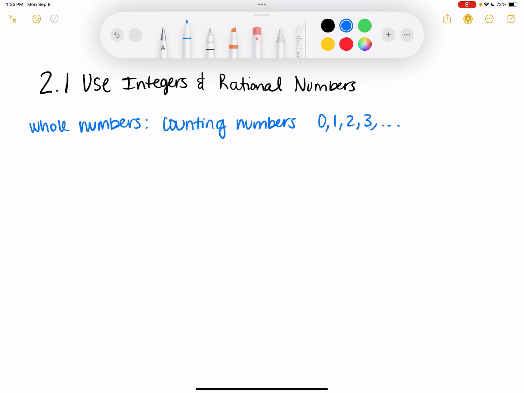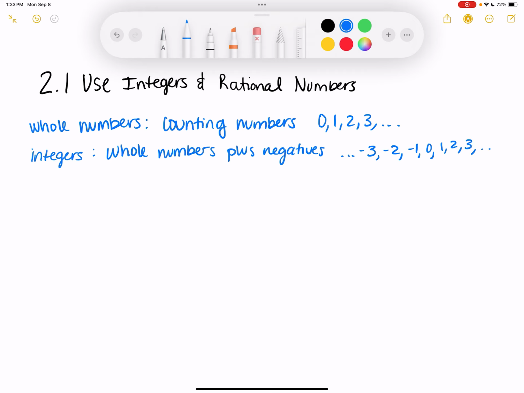Integers are basically the whole numbers plus their negatives. So we could go in each direction, like -3, -2, -1, 0, 1, 2, 3, and so on and so forth. Anytime we do a dot, dot, dot, that just means it's continuing on in either direction.